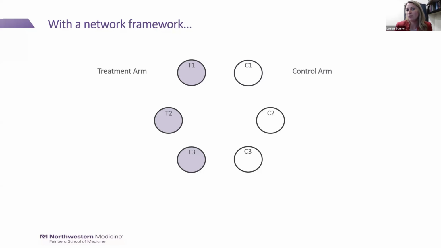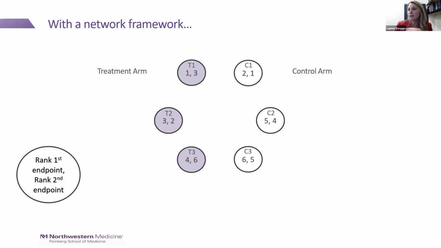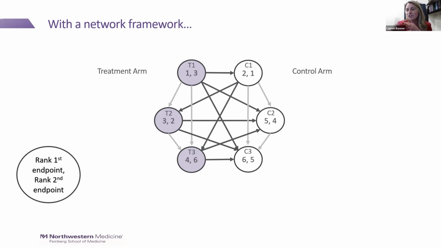So to extend this a little bit, we proposed this simulation framework with a network approach. If you think of each node in your network representing a participant, here I have 3 people in my treatment arm and 3 people in my control arm. Then I could assign them ranks and estimate the win ratio essentially based on the node degree of the ranks. The edges connecting nodes are going to tell me if it was a win or a loss for the treatment arm. An arrow pointing out of a node would be a win for that node.